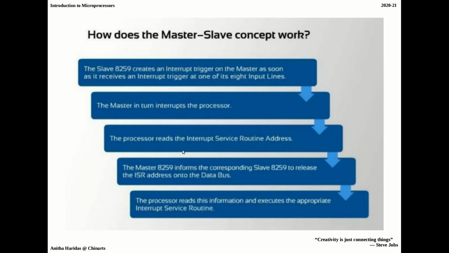And the processor will read the interrupt service routine address. Whatever interrupt service routine address is available, which is sent by the slave through the master, will be read by the CPU. The master 8259 informs the corresponding slave 8259 to release the interrupt service routine address onto the data bus. Then the processor will read this information and execute the appropriate interrupt service routine. So this is how the master slave concept works in the 8259 cascading mode.